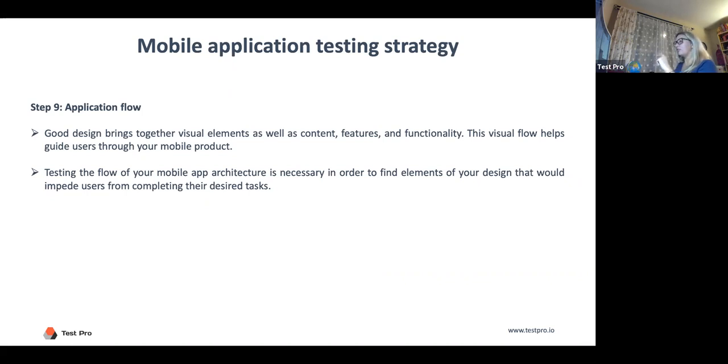Testing the flow of your mobile application architecture is necessary in order to find elements of your design that would impede users from completing their desired tasks. So remember, the user is the most important part of the testing. You are supposed to always make sure that the user is really happy with your application. When your user is happy, your stakeholders will be happy and you will be happy as well. So that's happiness across the world. That's step number 9.